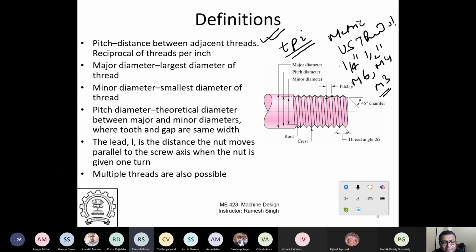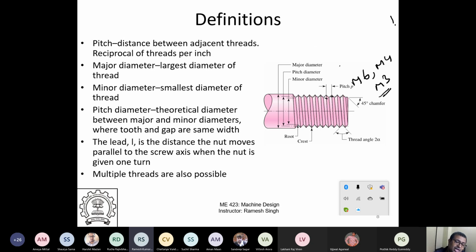A lot of things are still in metric, but there is one place where they always use inches. Anybody can tell me? There is one place where people still don't use metric. Any guesses? In India, nobody uses inches, right? We use only the metric system. But even in India, there is one kind of product which is always in inches only.